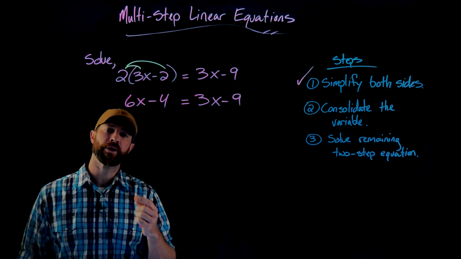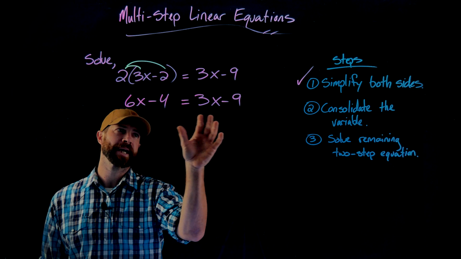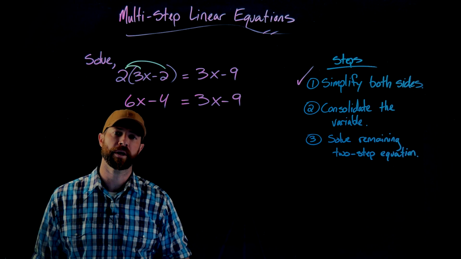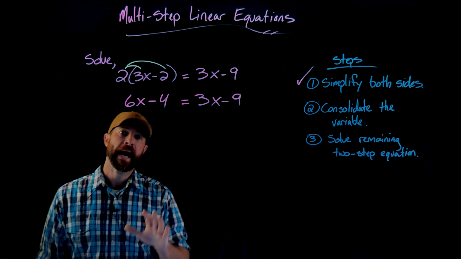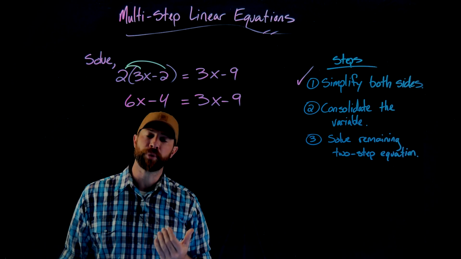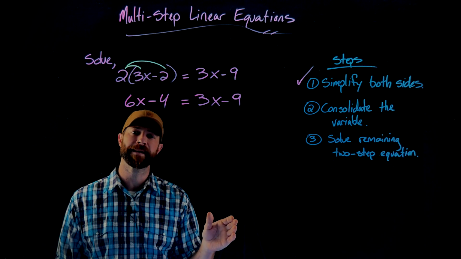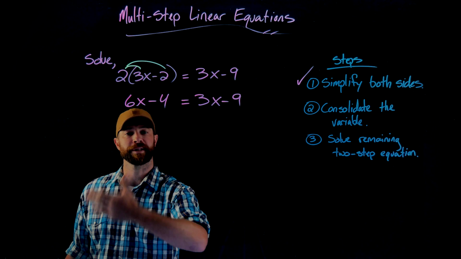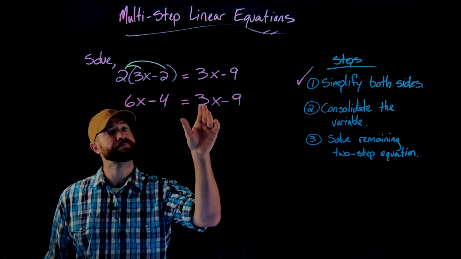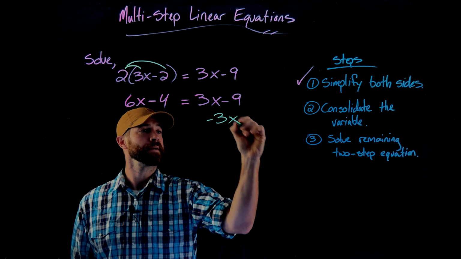Now we need to consolidate the variable. What I mean by this is there's a variable on both sides, or instances of the same variable on both sides. We need to consolidate it to one side of the equation. How we do that is we're going to subtract or add, in some cases, a number of x's to eliminate them from one side. Me personally, I like having my variable on the left-hand side, so I'm going to subtract 3 x's from the right-hand side of this equation.